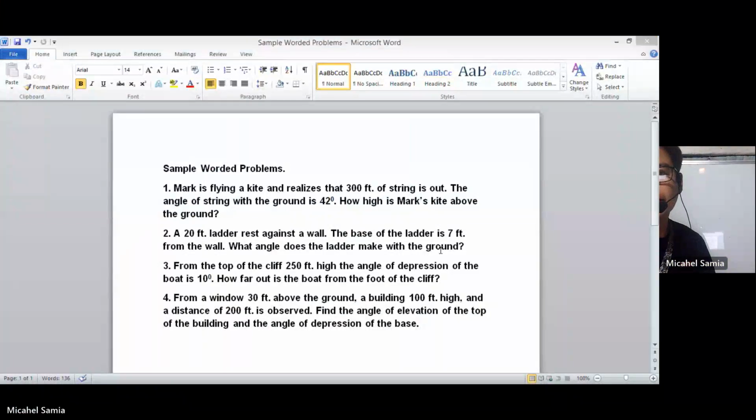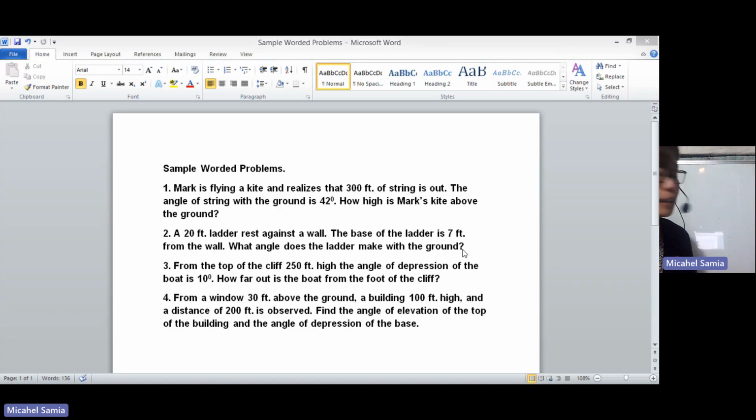Okay, so the first problem states, hopefully you could see the share tray. Mark is flying a kite and realizes that 300 feet of string is out. I would repeat that. Mark is flying a kite and realizes that 300 feet of string is out. The angle of the string with the ground is 42 degrees. How high is Mark's kite above the ground? So meaning the string is on the ground.